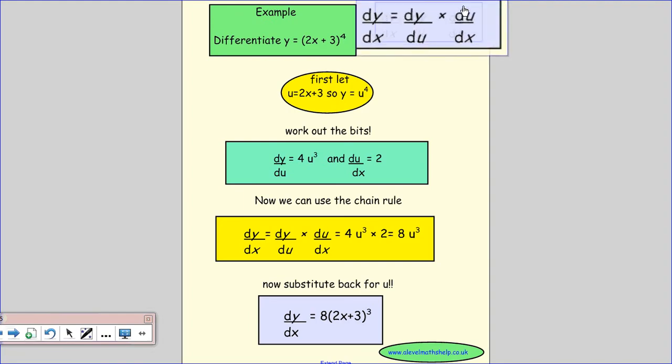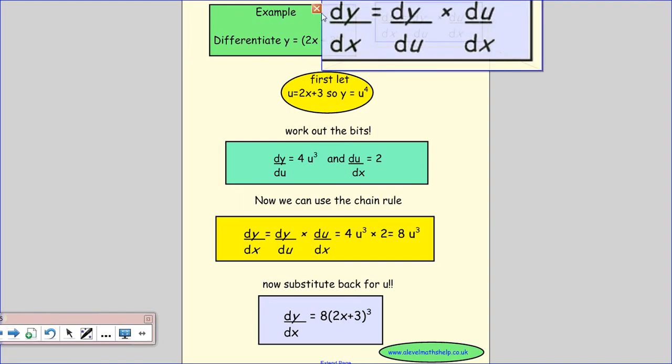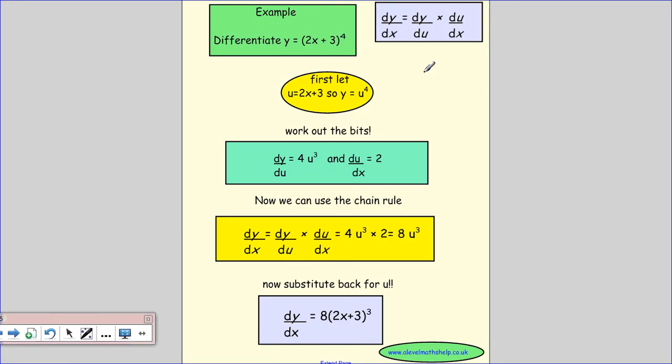I've got the chain rule written up here so we can remember it. Now when you first start doing these, you should just do them methodically and work through them steadily. At the end of this video I shall give another method, a faster method, and as you become better at doing them you probably can miss out a few steps.